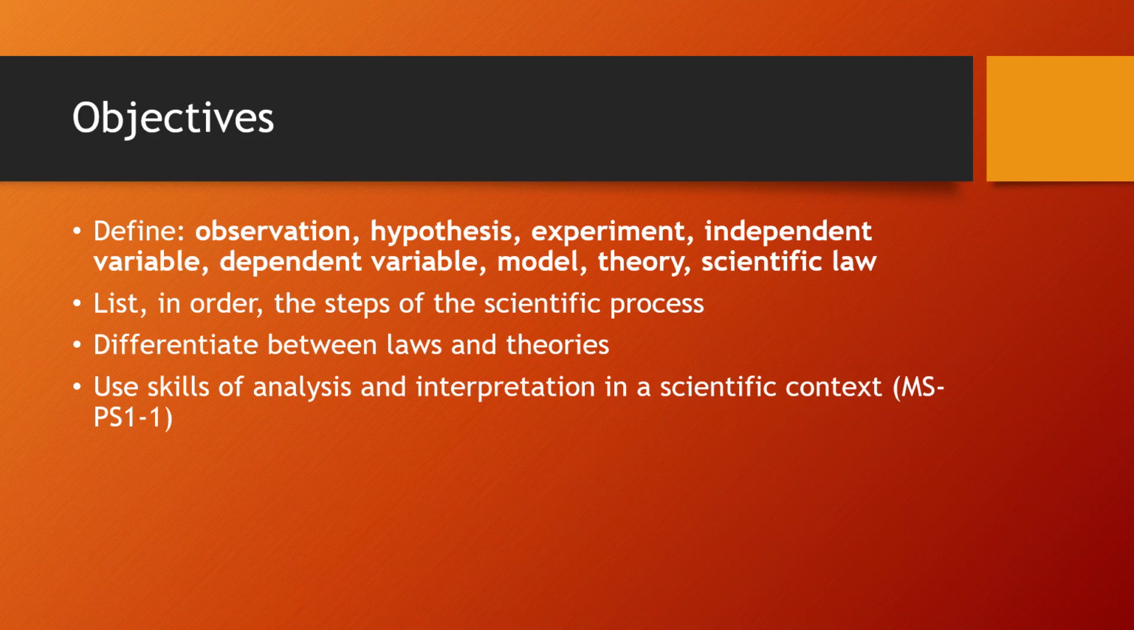Be able to differentiate between laws and theories, and this will be throughout the course. So, for example, atomic theory is just a theory. The law of universal gravitation is a law that we're going to cover in physics. And last, use skills of analysis and interpretation in a scientific context. That one seems a bit vaguer, and it's got that MSPS 1-1. That's because that is an objective that was placed here for the overall what are we learning in this course and how does it relate to your high school education.